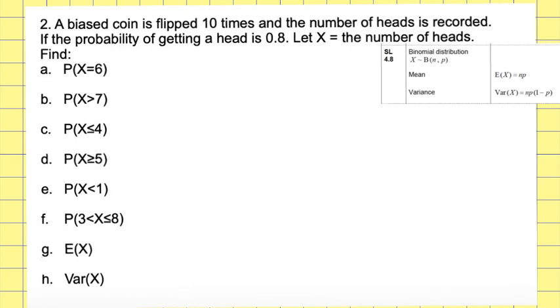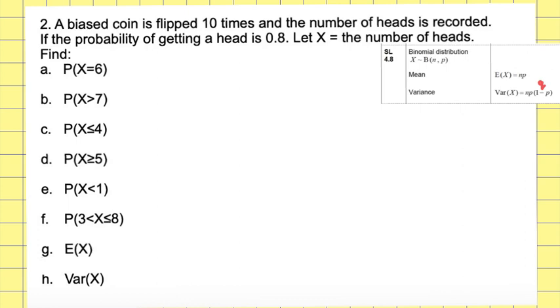If you look in your formula booklet, you are given how to write the binomial distribution. X belongs to B with parameters n and p. You are told that the mean, the expected value of x, is equal to np, and that the variance, Var of x, is equal to npq. I always like to write 1 minus p as q.